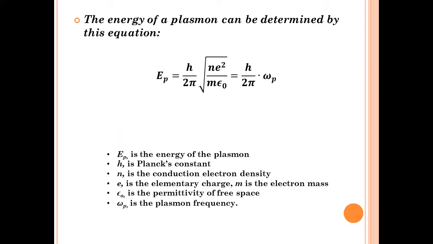The energy of the plasmon is equal to the reduced Planck's constant multiplied by the square root of the conduction electron density times the square of the elementary charge divided by the product of the mass of an electron and the permittivity of free space. This can be simplified to the reduced Planck's constant multiplied by the plasmon frequency.